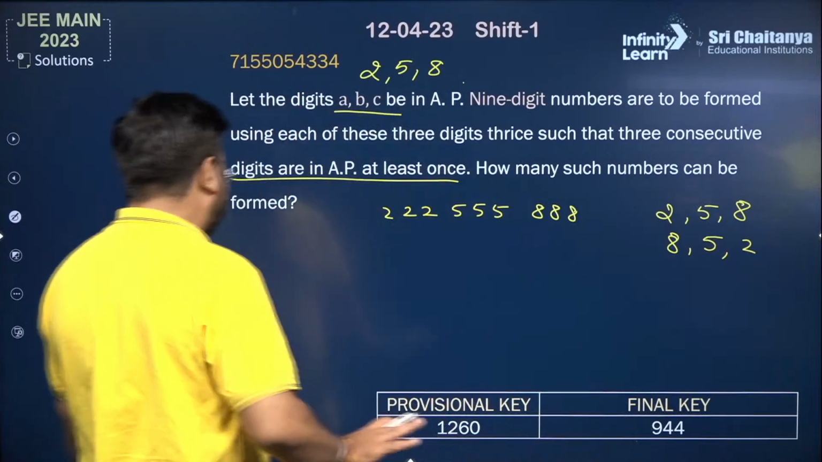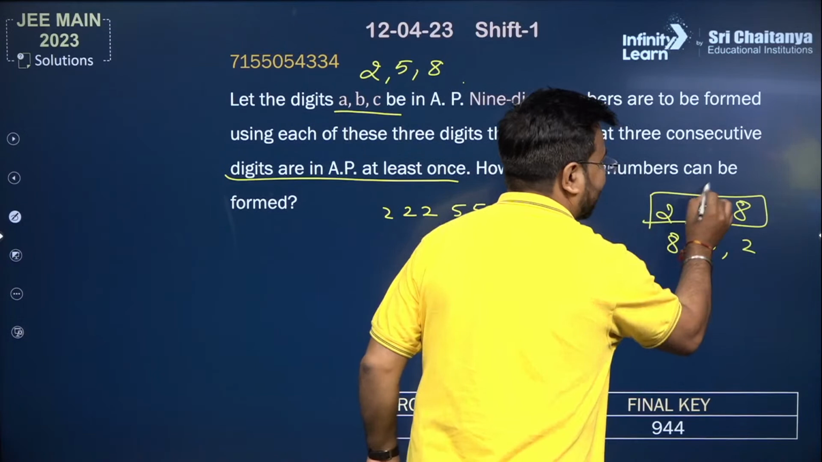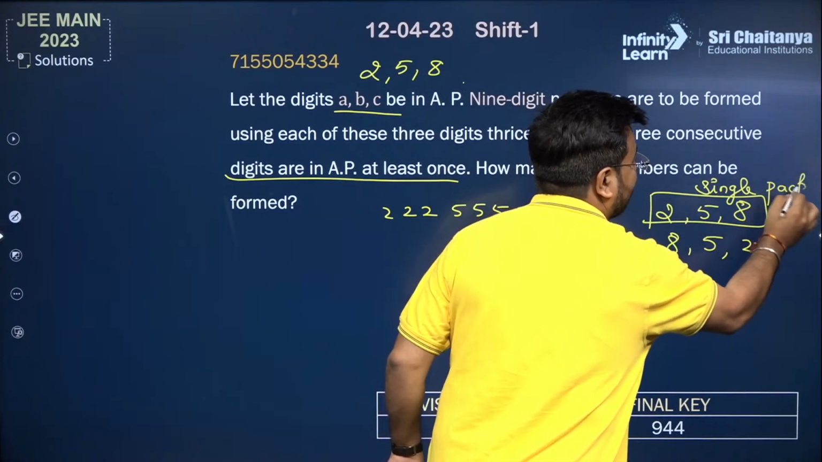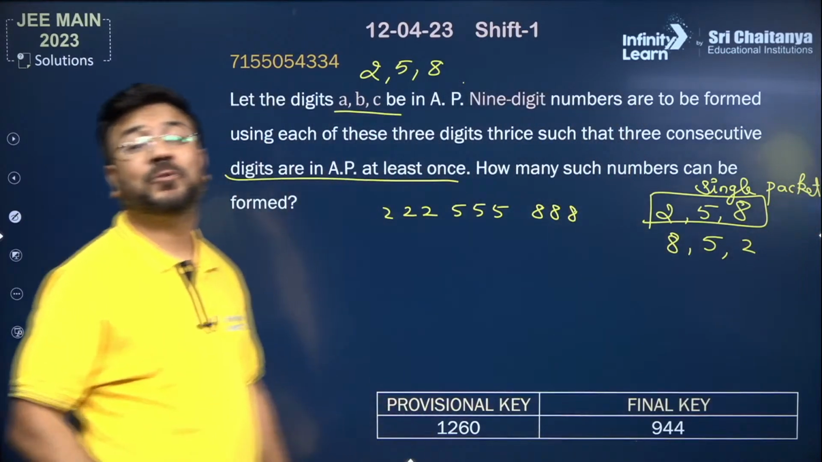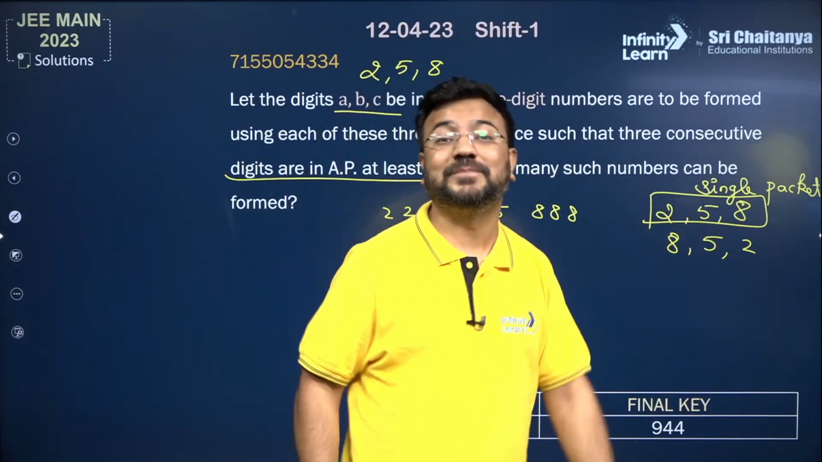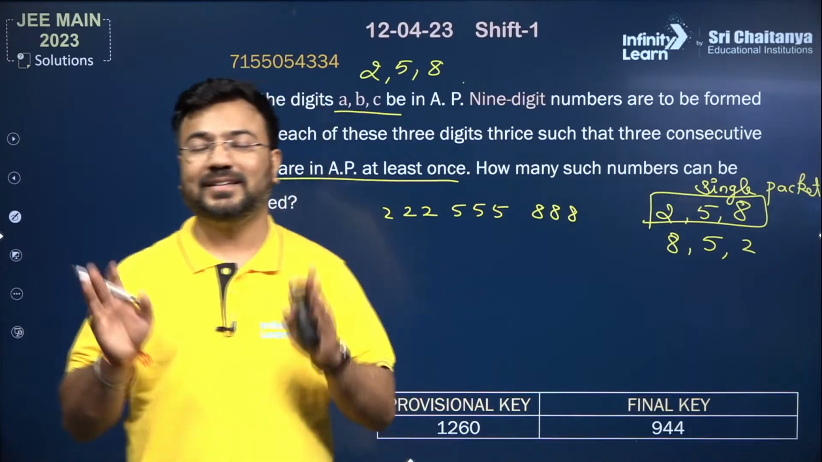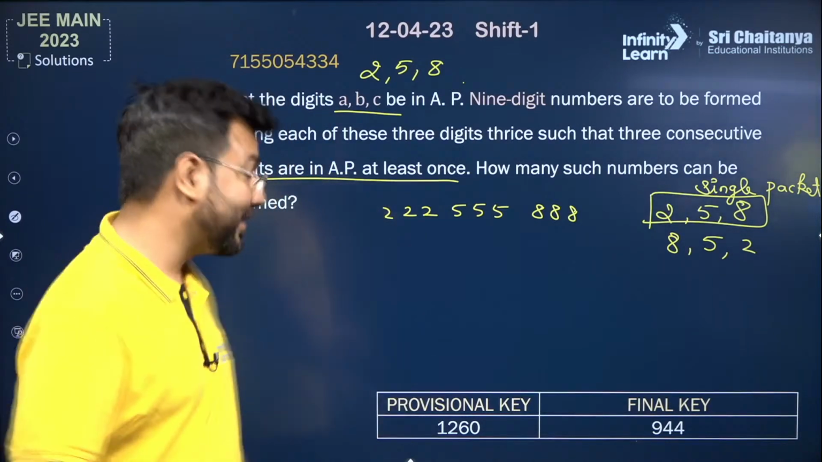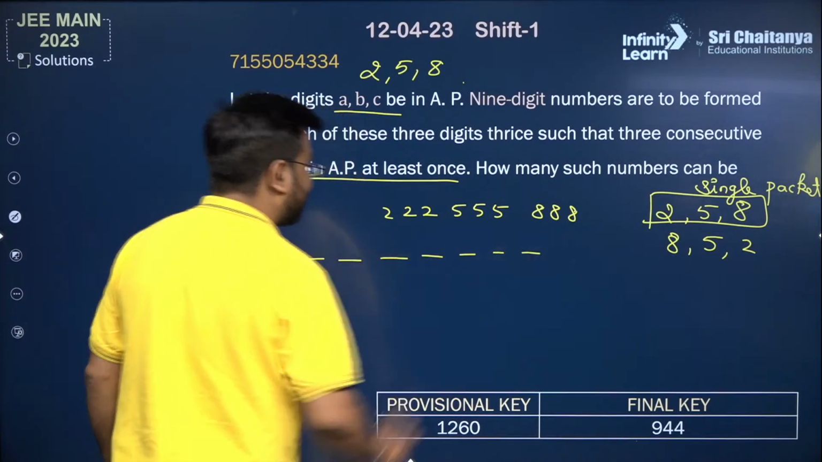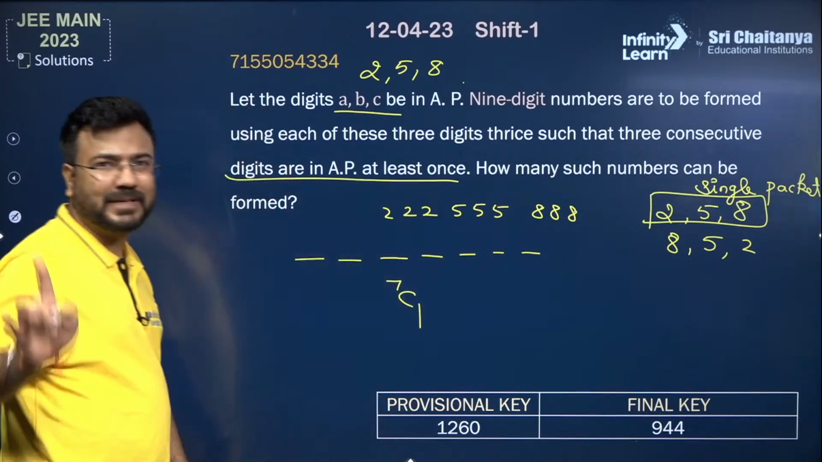So what NTA has done is considered this 258 to be a single packet, and the remaining are the 6 digits. Now 6 plus the single packet will become 7. So in total how many places do we have? 7. We created 7 places: 1, 2, 3, 4, 5, 6, 7. In these 7 places we select one place, 7C1.